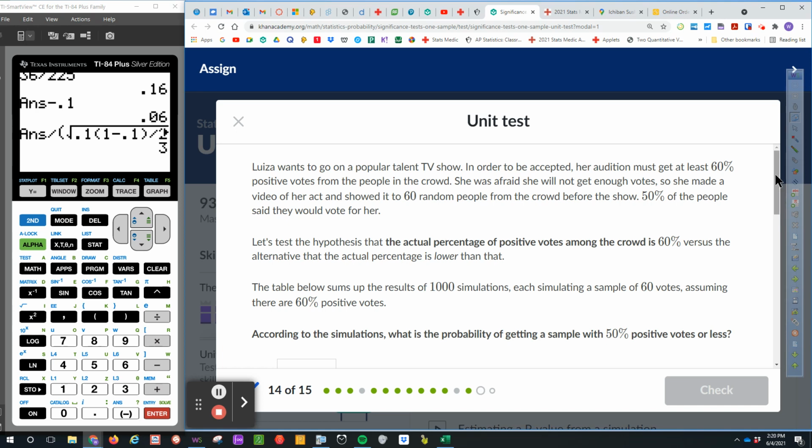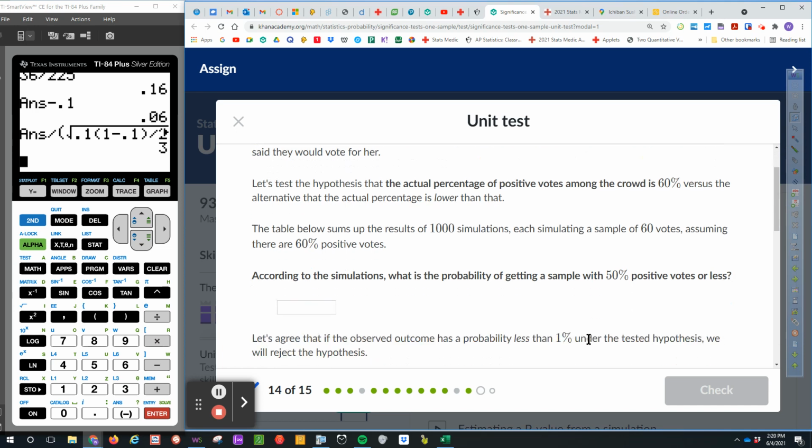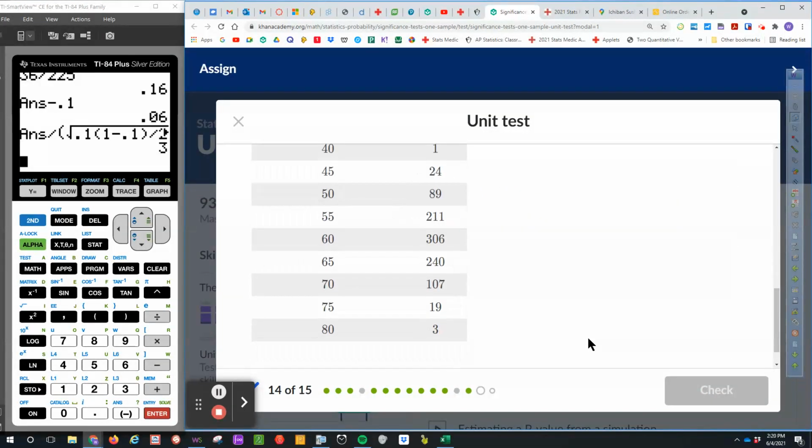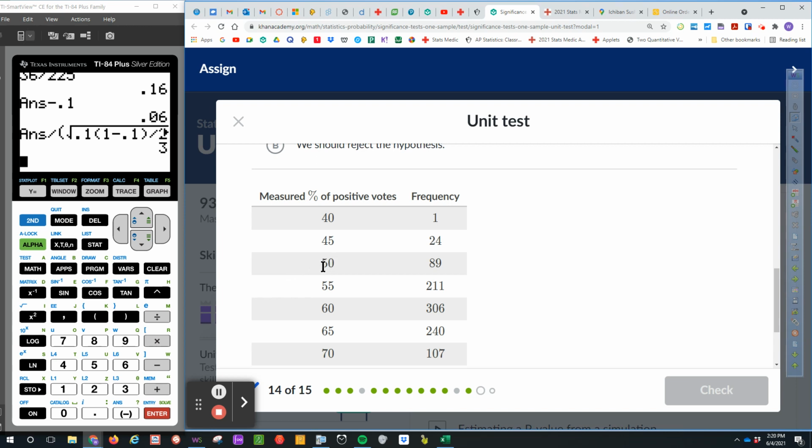Right, to be accepted. Let's test the hypothesis that the actual percentage of positive votes among the crowd is 60% versus the alternative that the actual percentage is lower than that. The table below sums up the results of 1,000 simulations, each simulating a sample of 60 votes, assuming that there are 60% positive votes. According to the simulation, what is the probability of getting a sample with 50% positive votes or less? So 50% positive votes or less.